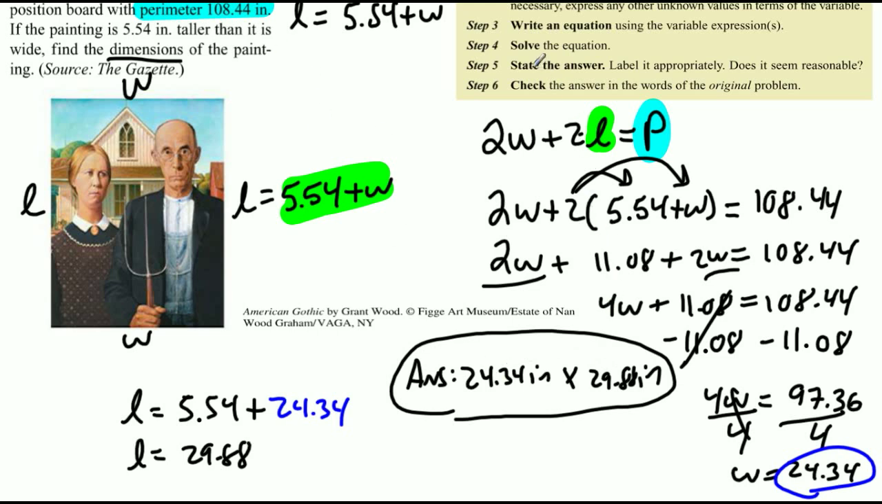All right, and then you can check your answer by plugging into 2W plus 2L equals P. So sometimes you can plug in your width, plug in your length, and this right here is your 108.44, and then you just check that to see if the answer is correct.